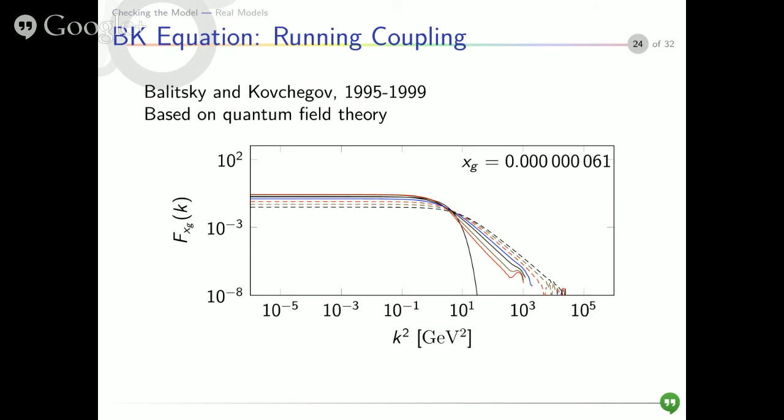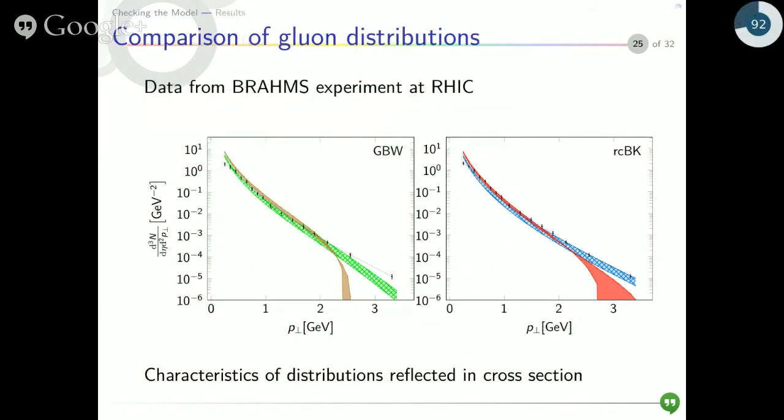And so this is an example of us comparing different models and trying to figure out which one matches the data better, and that will tell us something about which of these models more accurately describes the content of a proton or a nucleus. And so these are the results that actually come out.